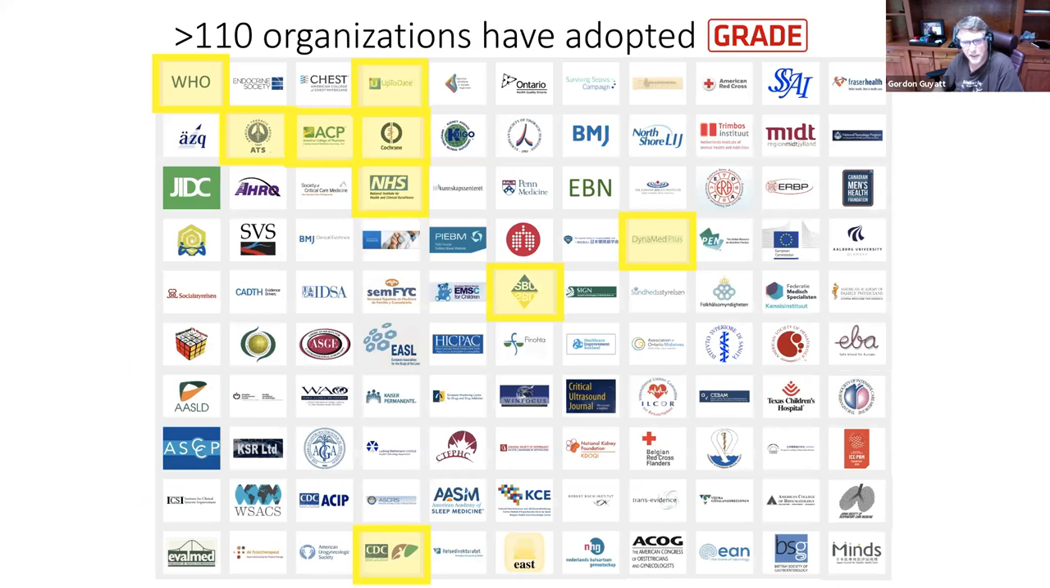In terms of the claim of the preeminent system, we would cite the more than 110 organizations who have adopted GRADE, including the World Health Organization, the Cochrane Collaboration, and leading American groups: American Thoracic Society, American College of Physicians, CDC, health technology assessment organizations like the Swedish SBU, and from a clinician point of view, the leading clinical source of guidance for many people all around the world, UpToDate, which has over 10,000 graded recommendations.